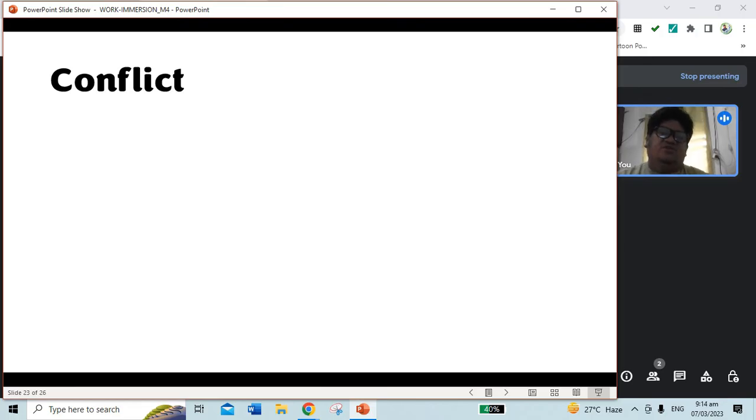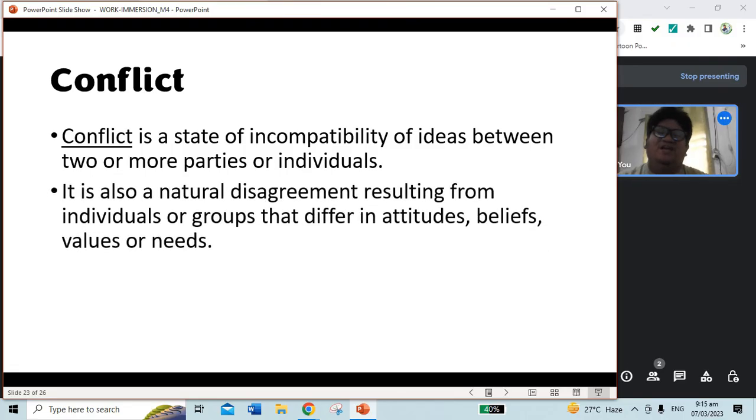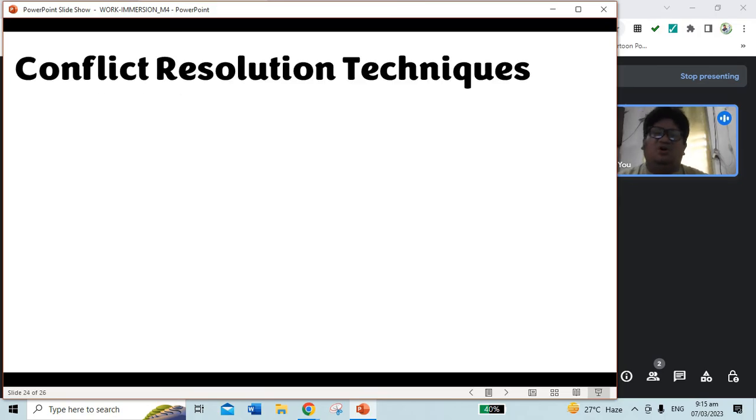Okay, so now let's move on. Conflict. What is conflict? Conflict is a state of incompatibility of ideas between two or more parties or individuals. Yung mga hindi kayo nagkakasundo or nagkakaunawaan. It is also a natural disagreement resulting from individuals or groups that differ in attitudes, beliefs, values, or needs. So, paano ba masosolve yung mga conflict na ganito kung sakaling nangyayari ito sa ating opisina or trabaho or sa mga workplace? The conflict resolution techniques.